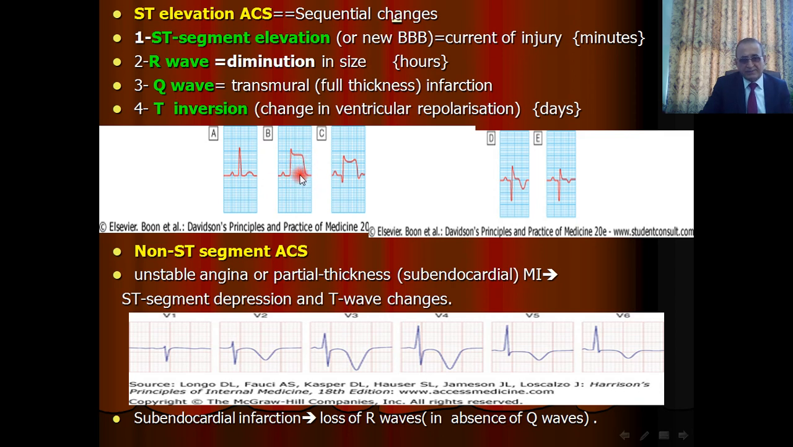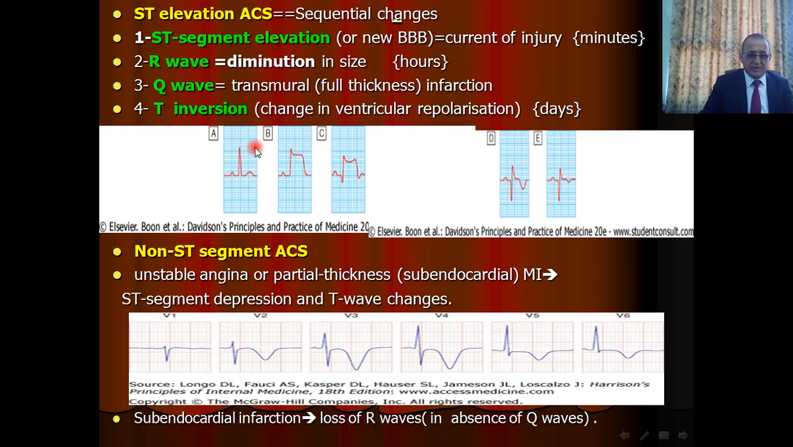Then the R wave will diminish in size, diminution of the R wave in a matter of hours. Then when you have a transmural infarct, you will have a Q wave, and then the T inversion will start in a matter of days and even become smaller, but the Q wave will remain permanent. These are the evolutionary changes in a matter of minutes to hours to days in acute transmural myocardial infarction.